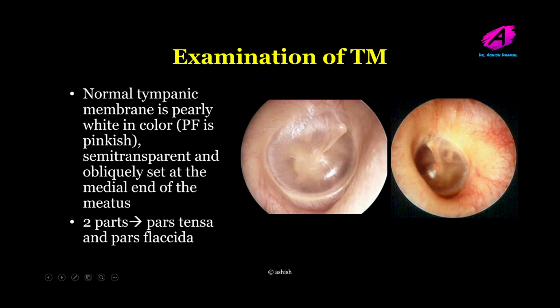Now we come to the examination of the tympanic membrane. The normal tympanic membrane is pearly white in color, except for the pars flaccida, which is pinkish in color. The tympanic membrane is semi-transparent and obliquely set at the medial end of the meatus. The two parts of the tympanic membrane are the pars tensa and pars flaccida. So this is the right ear and this is the left ear.